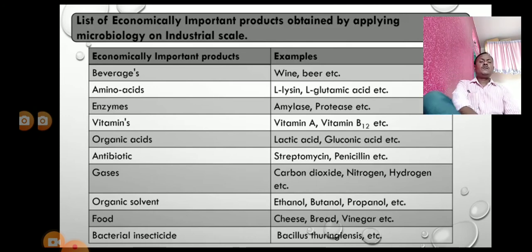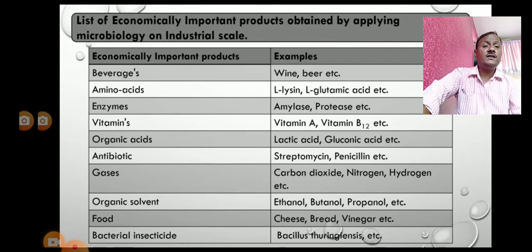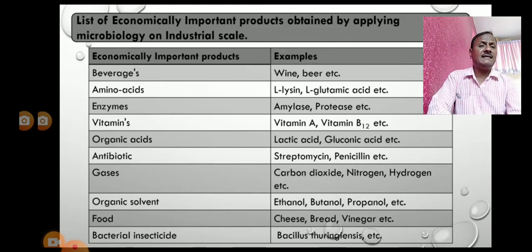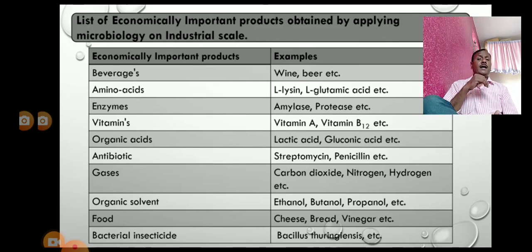You know, in 1929, for the first time the scientist Alexander Fleming produced the first antibiotic, penicillin, from the organism Penicillium notatum. Apart from that, we can produce gases like carbon dioxide, nitrogen, and hydrogen by using these microorganisms. Organic solvents like ethanol, butanol, propanol, etc. are also produced by microorganisms.